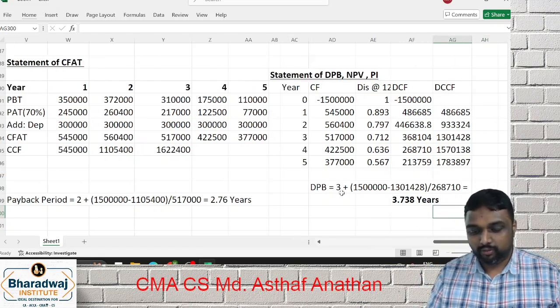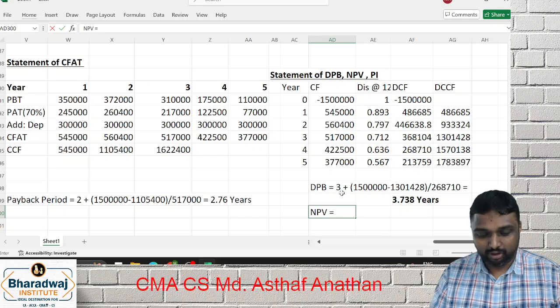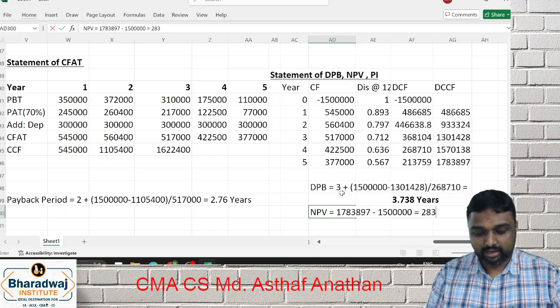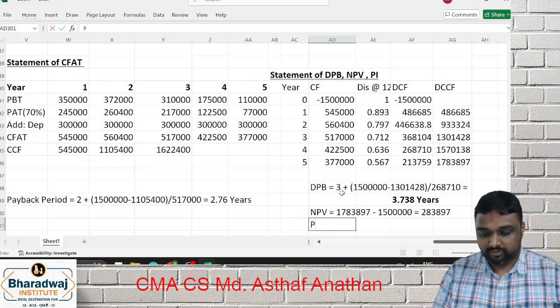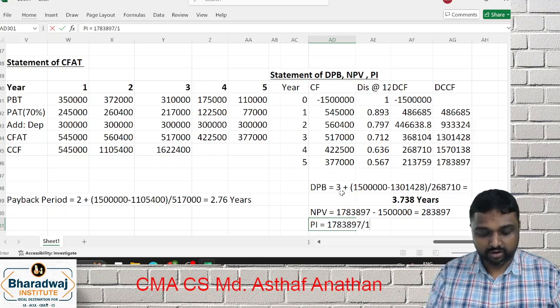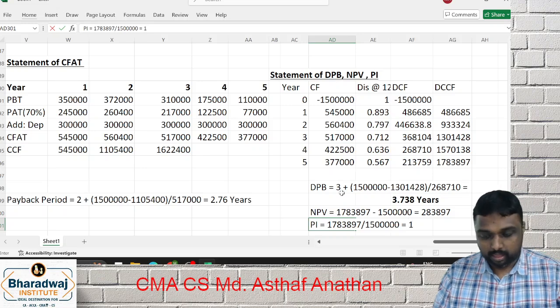Payback done. Now we can go for NPV, present value of cash inflow, which is 70,83,897 minus 15 lakh. What will be the answer? 2,83,000. Are you able to recall? Now profitability index: 17,83,897 divided by 15 lakh. What you will get? 1 point.